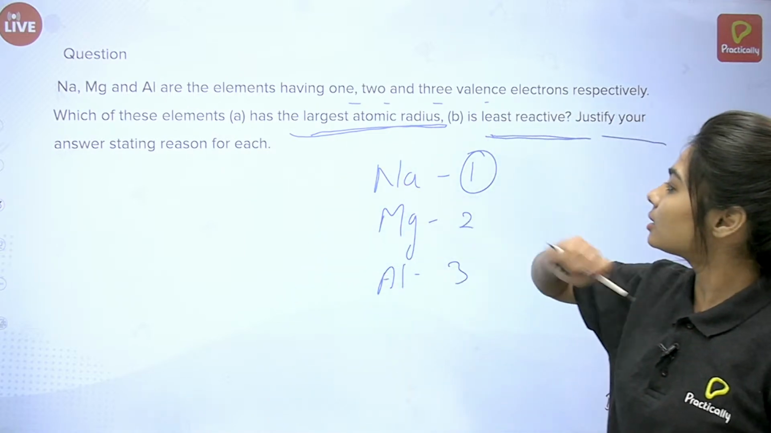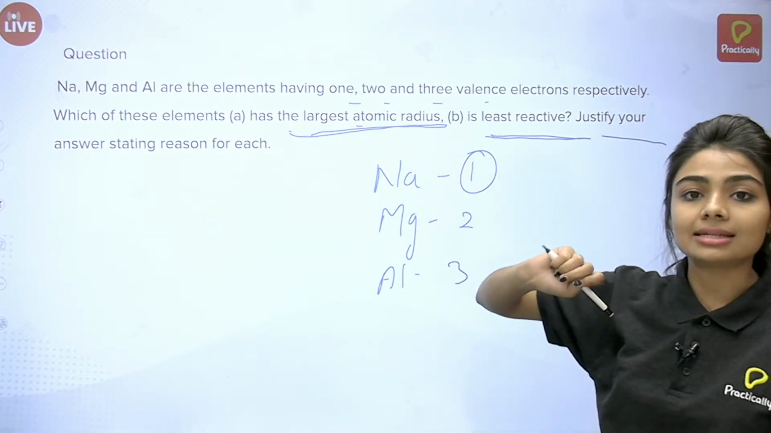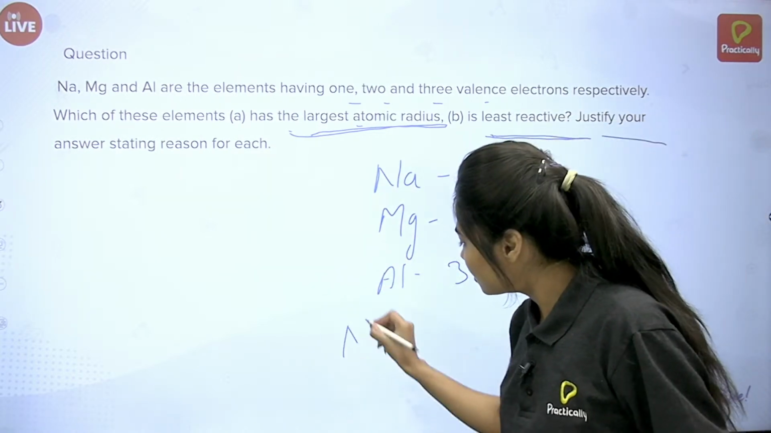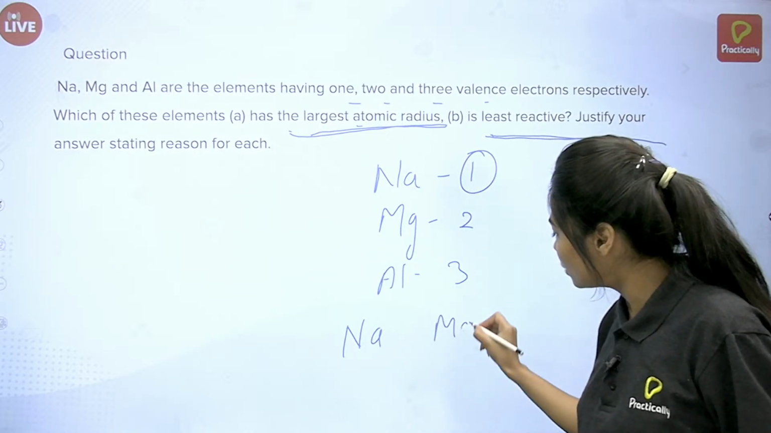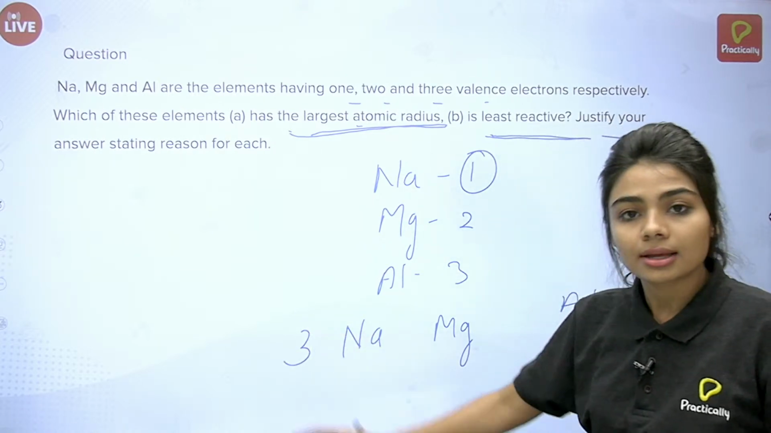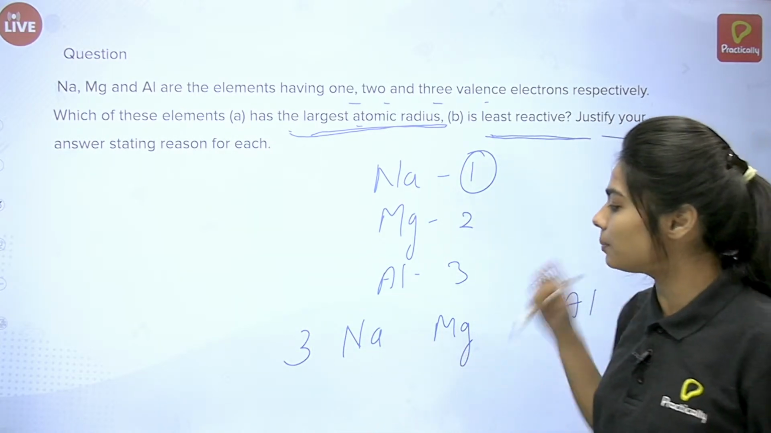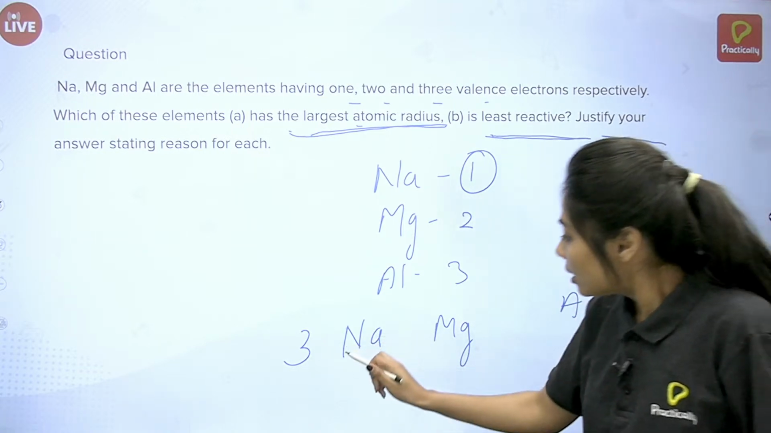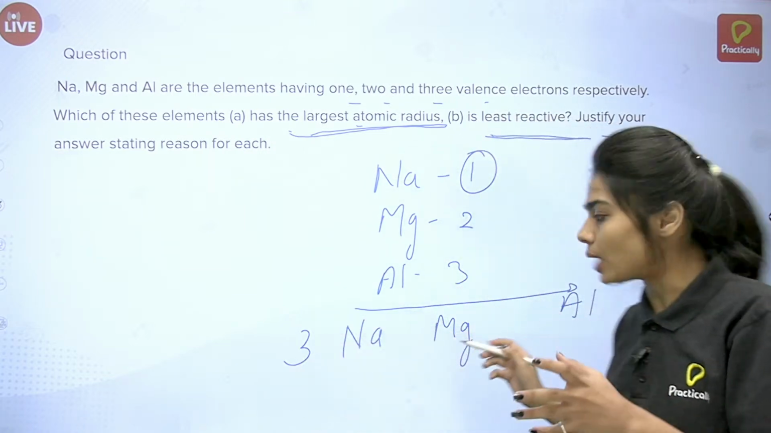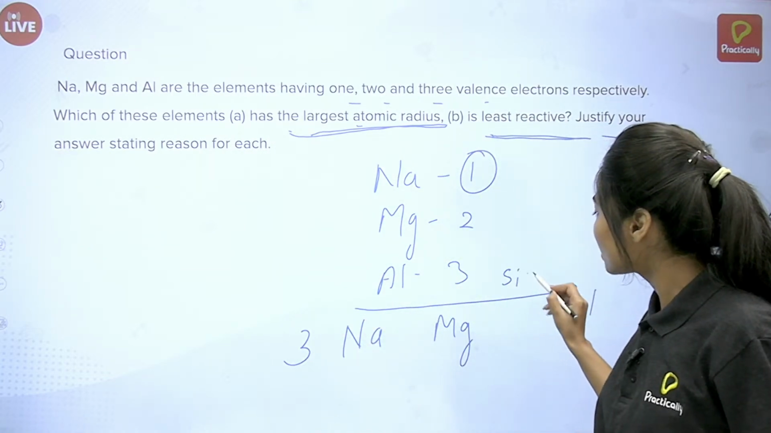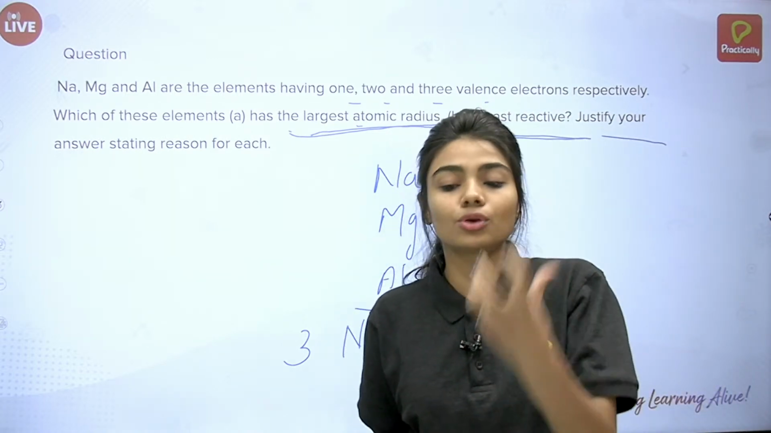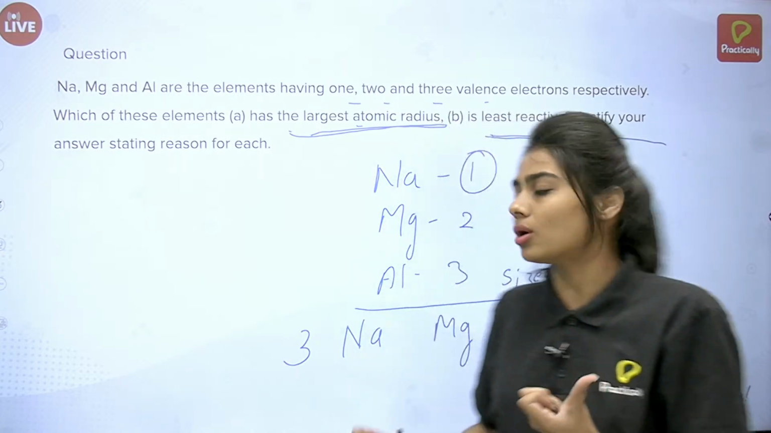Okay, so for the largest atomic size, if you see, they are lying in the same period. Sodium, magnesium, aluminum, which period do they belong to? The third period. They are all third period elements. Now, we know that whenever we move across the periodic table from left to right, the size decreases. Why does the size decrease? Because of the high effective nuclear charge. If the nuclear charge is high, the size will go on decreasing.